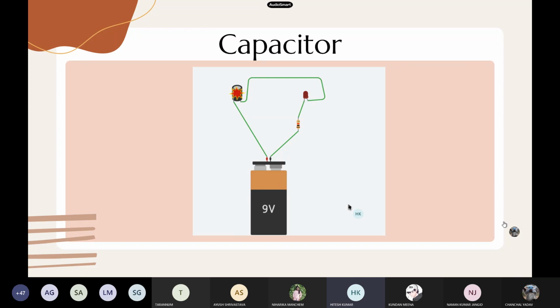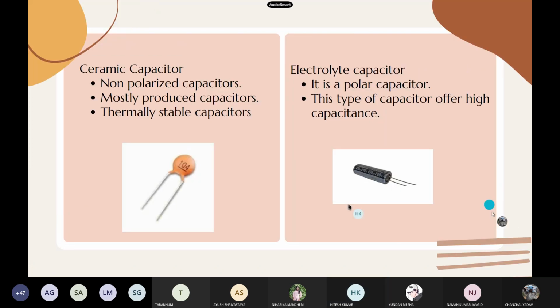Now let us learn about some basic capacitors that are used in daily life circuits. So there are two different capacitors. On the left side, that is a ceramic capacitor, in which ceramic is used as the dielectric.